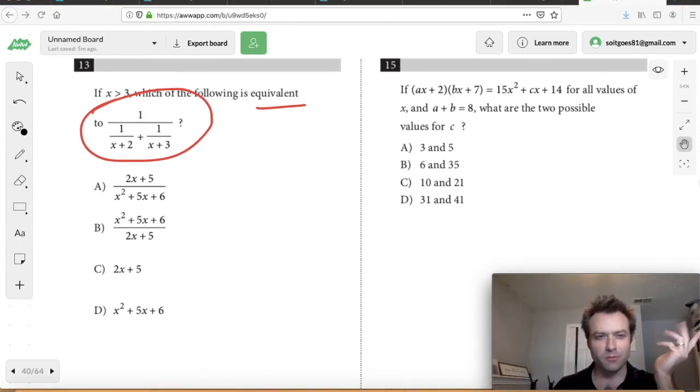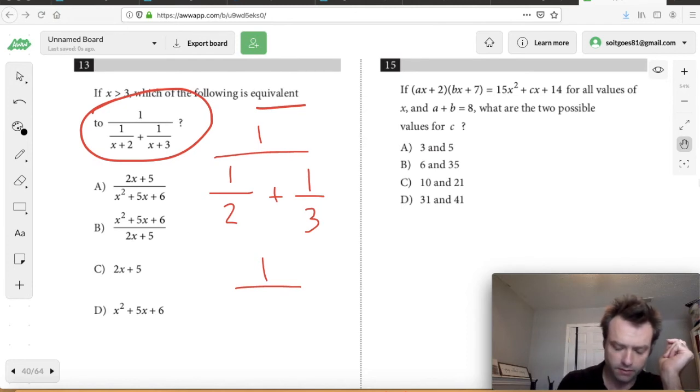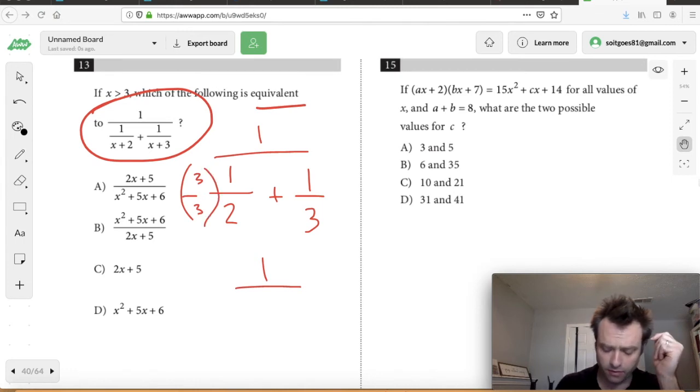All right, so let's do it. Let's plug in a value. Let's plug in our 0 for x. So I'm going to rewrite the equation in the question. 1 over 1 over, not x plus 2, but 0 plus 2, so that's going to be 2, plus 1 over not x, but 0, so 0 plus 3 is just 3, so 1 over 3. I get 1 over, let me see, 1/2, I need a common denominator, so I'm going to multiply that by 3 over 3. Common denominator 6, I apologize.